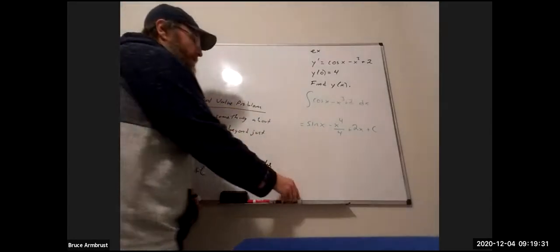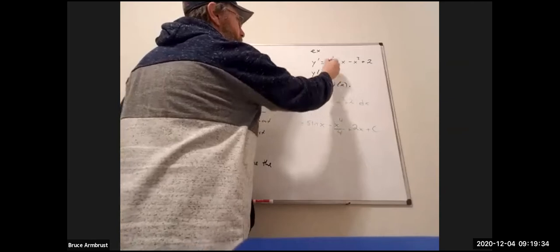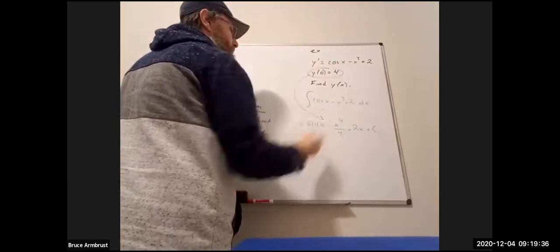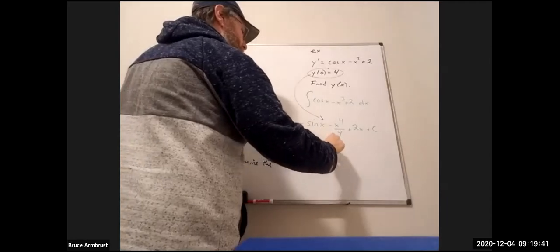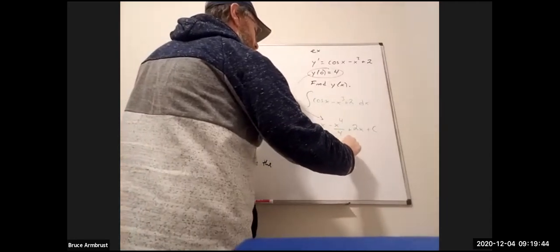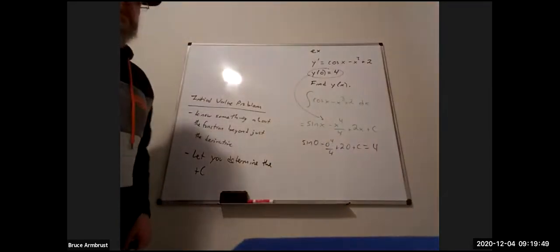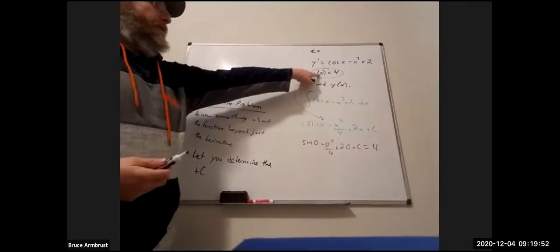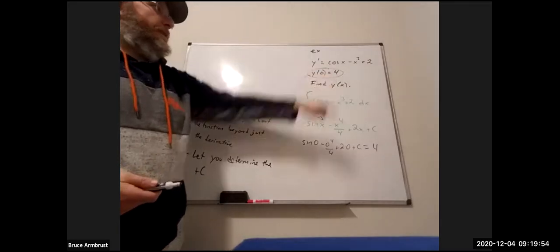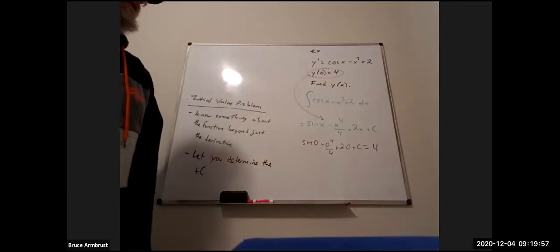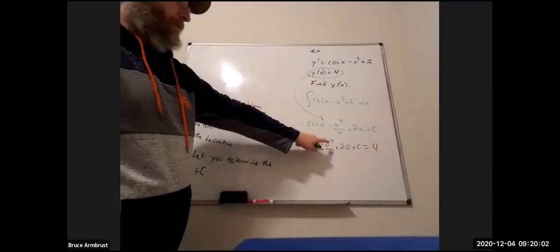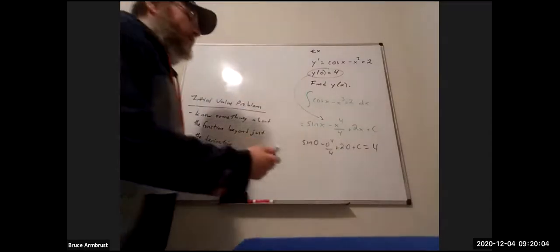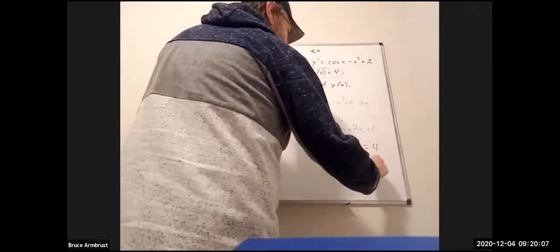But now let's use the initial value. Let's take this (0, 4) and put it in here. So I know that when I plug in 0, this has to equal 4. The way to think about it is, whatever's in here, we plug that in for our x, and then we set it equal to whatever the y value is. Well, sine of 0 is 0. 0 to the 4th is 0. 2 times 0 is 0. So that leaves us just c equals 4.